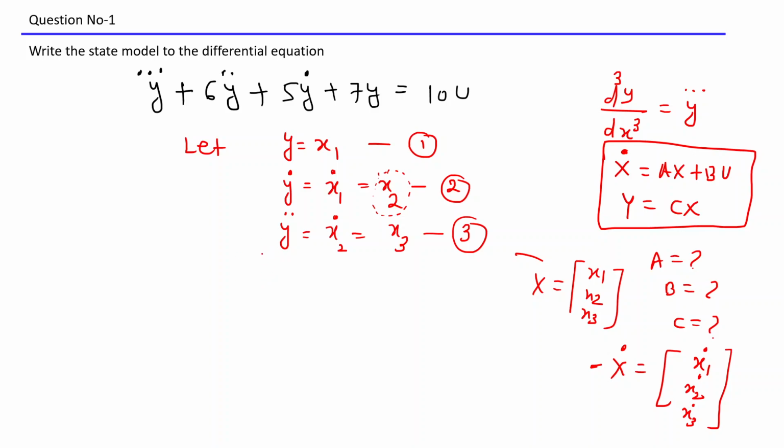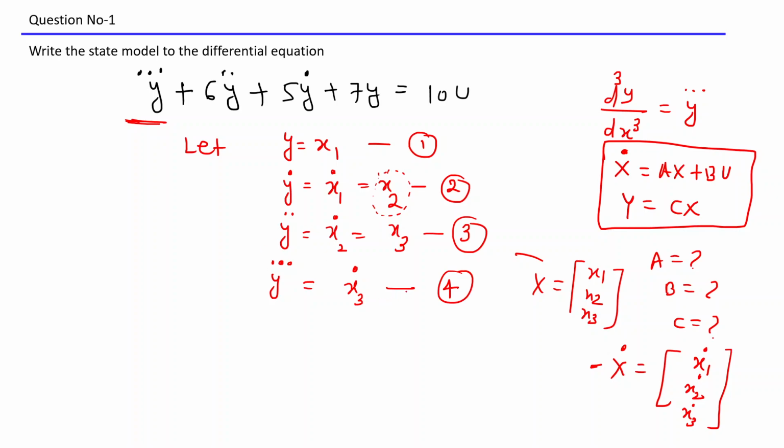Now similarly you have to do the third derivative, because you require the third derivative. So the third derivative is y triple dash, which is, we have assumed that this variable is x3. So if you take the left side derivative, you have to take the right side derivative. Right side is x3, its derivative is x3 dot. Okay, this is equation number 4.